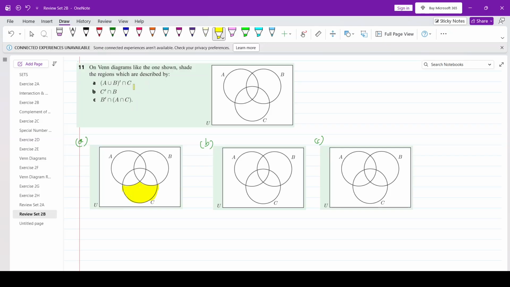Or in other words, we can read this as C but not A union B. So we know C is this part, and out of this part, this white region is the part of A union B. So C but not A union B. So we have done this. B. C complement intersection B. C complement is outside this circle. So in other words, we can read it like B but not C. So everything inside B and outside C.